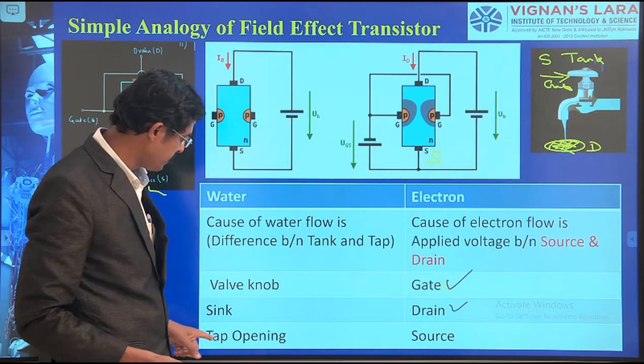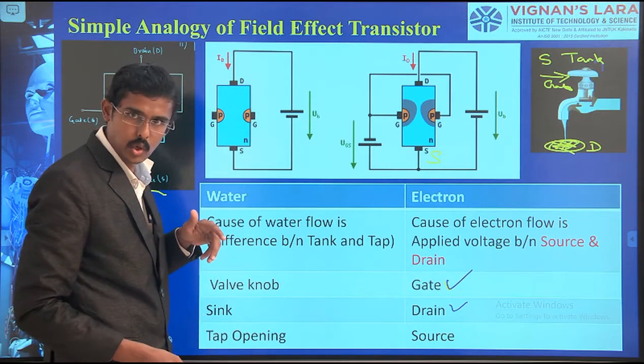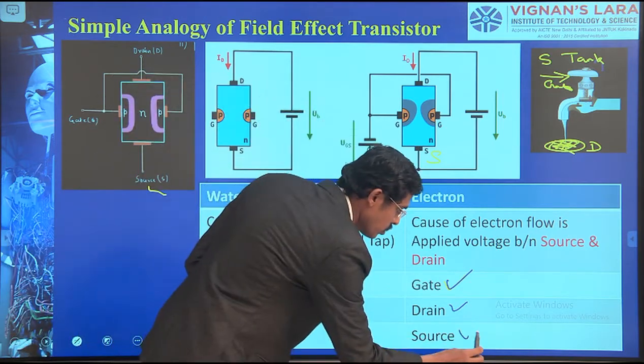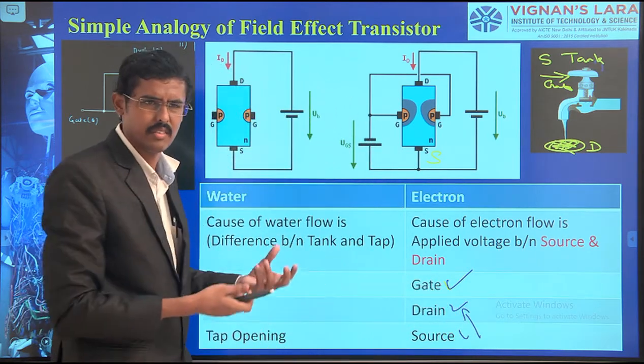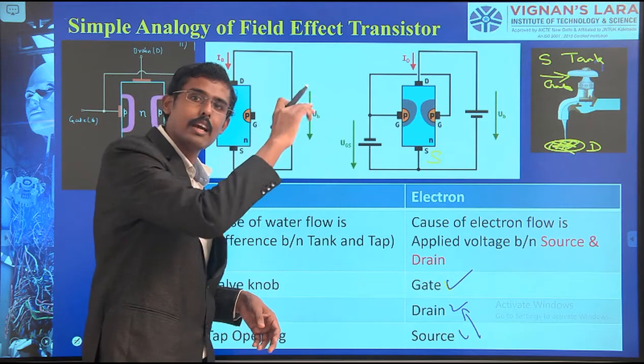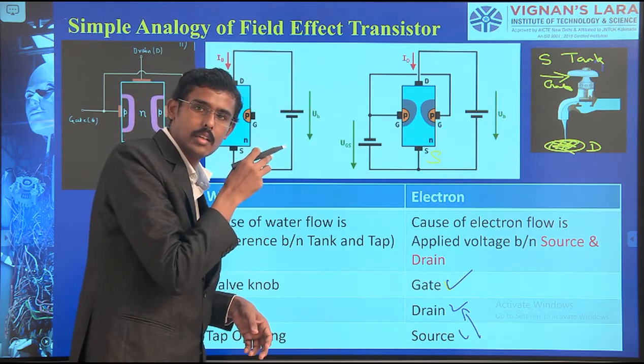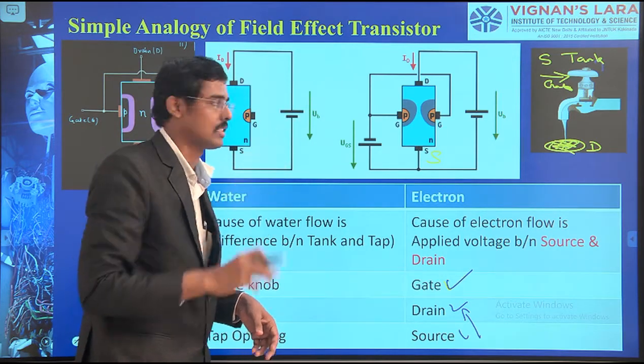What is a tap opening? It is a tap opening as a source. Here it is a source. It should go from source to drain and be controlled by the gating system. Okay, very simple. In a transistor, we have a base; here, in this, we have a gating system.